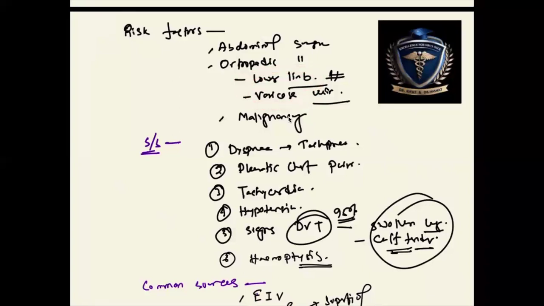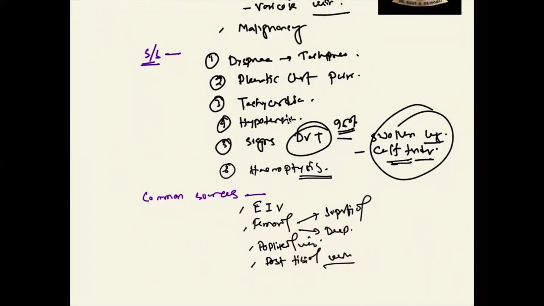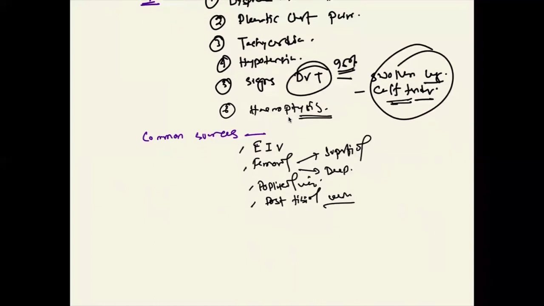So there is a derangement of the Virchow triad, and so there is formation of a clot. Initially, have a look: the clot is formed in the posterior tibial vein. Somehow this clot is dislodged and passes into the systemic circulation, then to the inferior vena cava, then to the lungs, and ultimately is anchored in some part of the lung or pulmonary vessel. Ultimately, it causes pulmonary embolism.